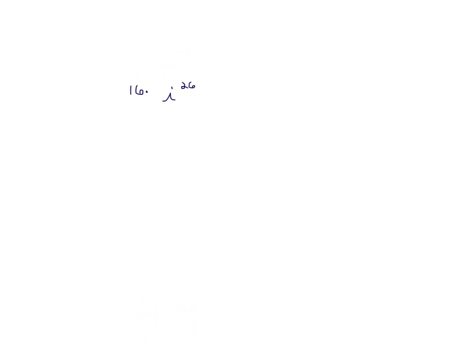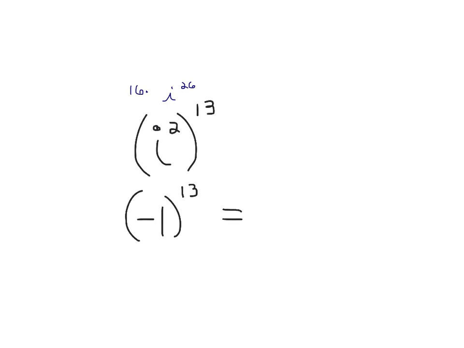This time it's to the 26th power. So again, I always start with i squared. I have to figure out 2 times what is going to get me close to or exactly 26. And that is going to be 13. So negative 1 to the 13th power. It's odd, so it's negative 1.